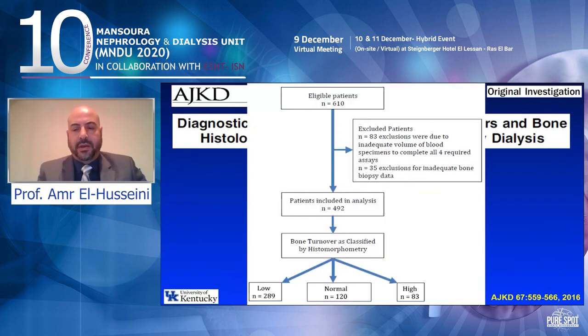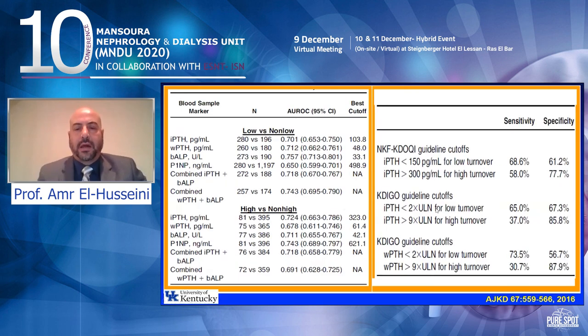200. Here is a very nice study that has done histomorphometry for CKD patients. As you see, low turnover bone disease was very prevalent in this cohort of patients compared to high turnover bone disease. They did bone histology for almost 500 patients. If you use the KDIGO guideline, 2 to 9 folds of the upper limit of normal for the PTH, the sensitivity and the specificity with less than 2 folds increase of PTH is very low. You can still miss about 1/3 of patients.